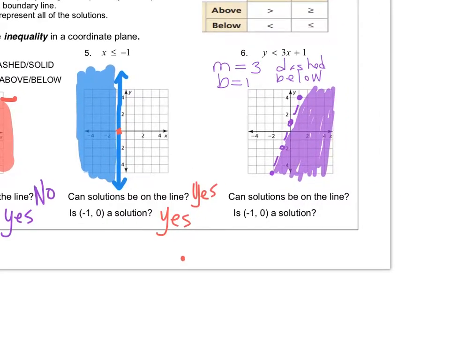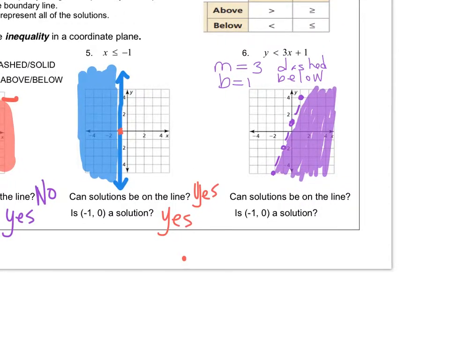And then our final one, number 6, it's asking, can solutions be on the line? Again, the decision is, is this a solid or a dashed line? It's a dashed line, so the answer to that is nope, cannot be. And then it says, is negative 1, 0 a solution? So I'm going to go out to negative 1, 0, and put a point. Is that point inside my shaded area? No, so it's not a solution.